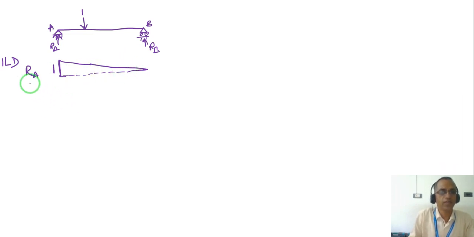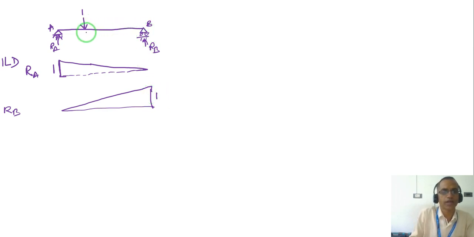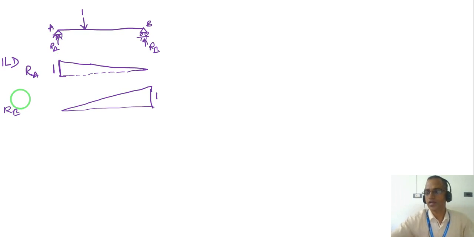Similarly, the ILD for RB will be here and goes something like this. So this quantity is 1 unit. That means when the unit load is at B, I will get a maximum reaction of RB, which is equal to 1. And as the load goes aside, RB goes on reducing. When the unit load is at A, the RB value will be 0, which is obvious because the entire load is in RA. So this is the ILD for reaction at A and B.